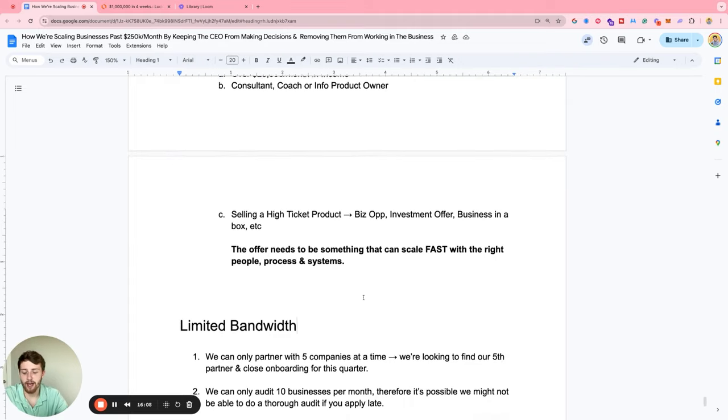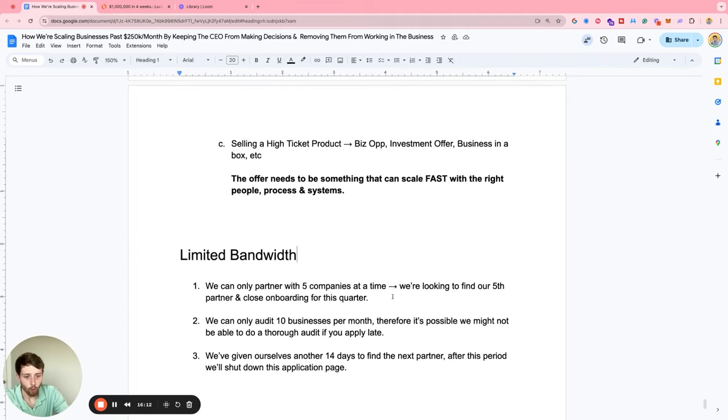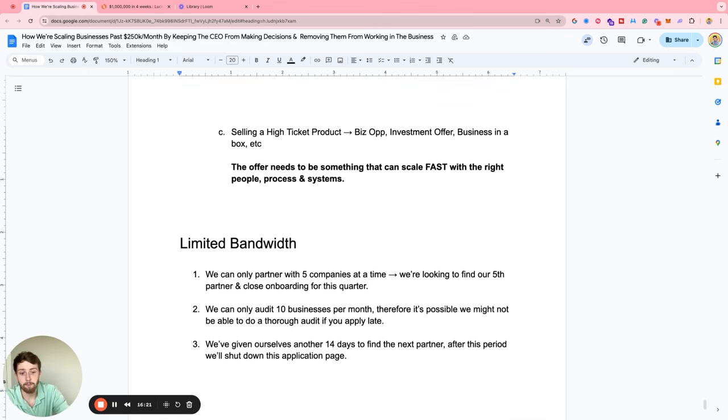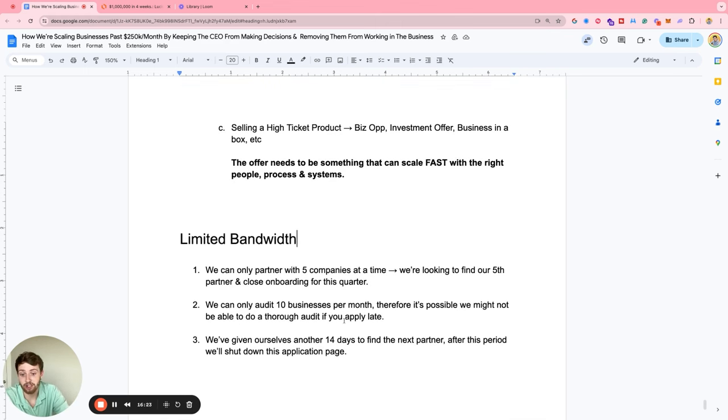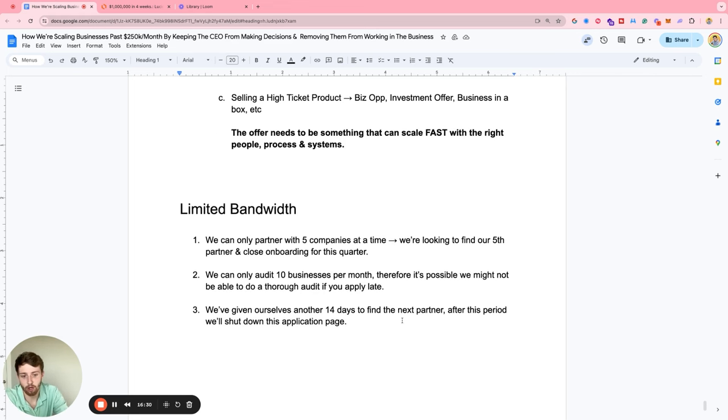And it's important to note that we do have limited bandwidth. So one, we can only partner with five companies at a time. We're looking to find our fifth partner and close onboarding for this quarter. And two, we can only audit 10 businesses per month. Therefore, it might be possible that we might not be able to do a thorough audit if you apply late. And three, we've given ourselves another 14 days to find the next partner after this period. So we'll shut down this application page after we're not accepting new people anymore. But if you're watching this video and you saw an active ad, then we're still actively looking for someone.